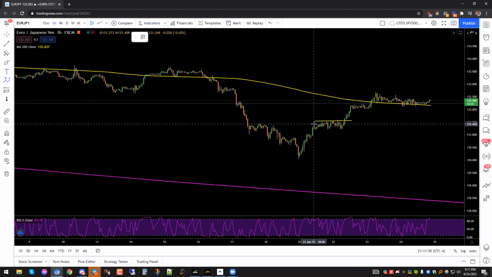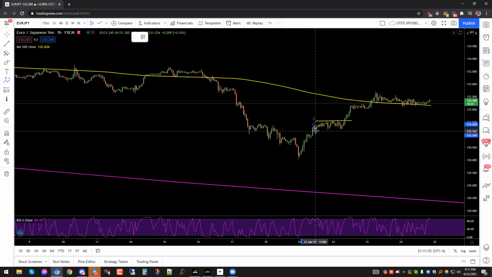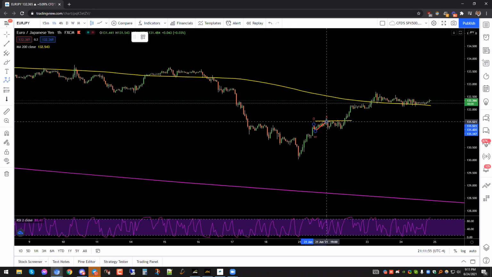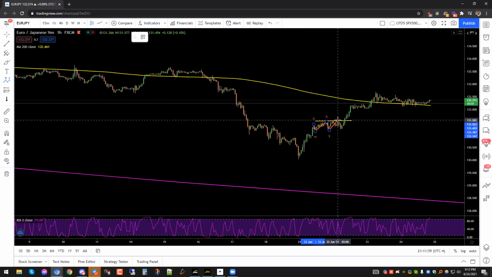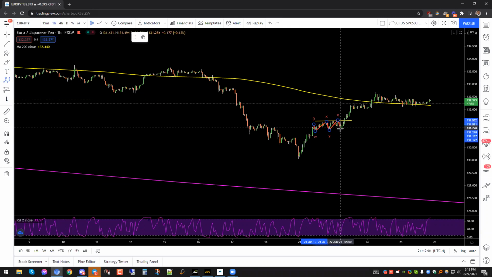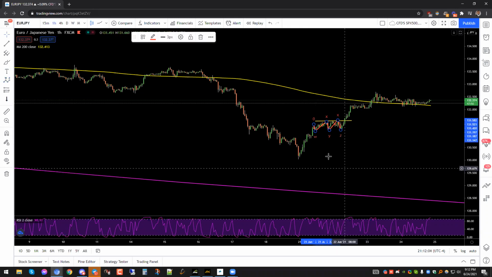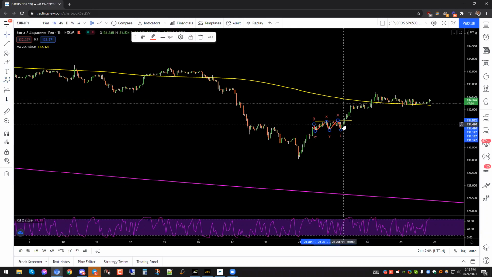This is the first wave here. From here, W, X, Y. This is 1, 2, 3, right? So this is X, and this is 1, 2, 3. This is Z. Okay, so you have a complex correction here.